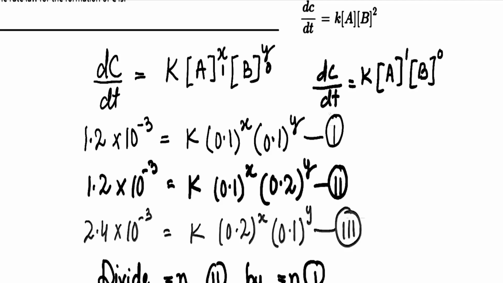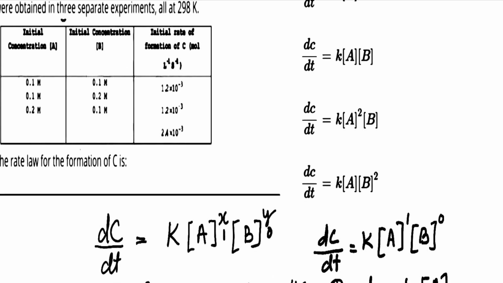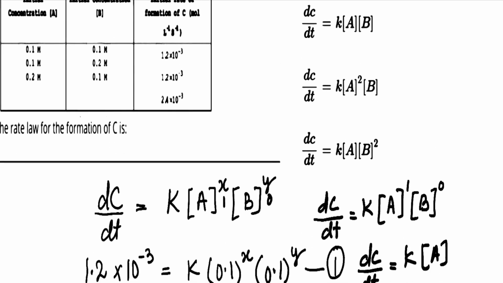This means here dc by dt is independent of the concentration of b. This means the concentration of b here doesn't exist. This means our dc by dt is equal to k into concentration of a. Now let us tick the correct option. Here we can clearly see that the first option, which says that dc by dt is equal to k into concentration of a, is the correct option. So in this question, the first option is the correct option. Thank you.